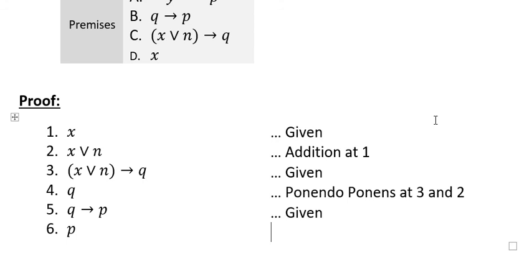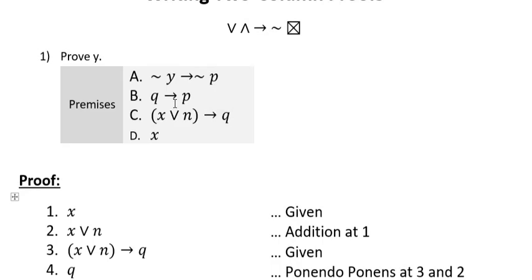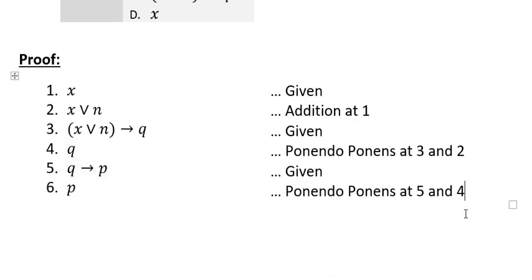And how can I justify that? I can justify it with ponendo ponens using steps 5 and 4. Why do I put them this way? Because I want to put the requisites in order. If you see, the first requisite is the conditional, and the second one is the one that's alone. So I do that, but you don't have to do that. You can put 4 and 5 like a normal person.